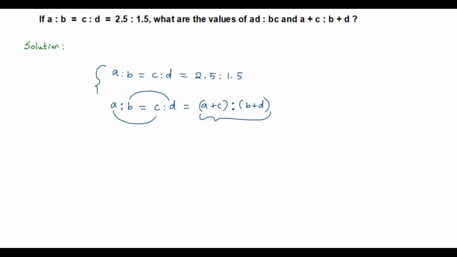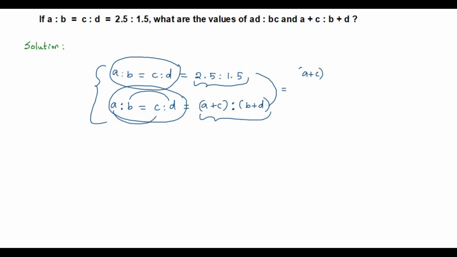Okay, now let's compare these two proportions. In the first proportion, 2.5 is to 1.5 is equal to A is to B is equal to C is to D. In the second proportion, A plus C is to B plus D is equal to A is to B equal to C is to D. So both 2.5 is to 1.5 and A plus C is to B plus D are equal to the same thing, that is A is to B equal to C is to D. So we can equate these two ratios, that is A plus C is to B plus D is equal to 2.5 is to 1.5.